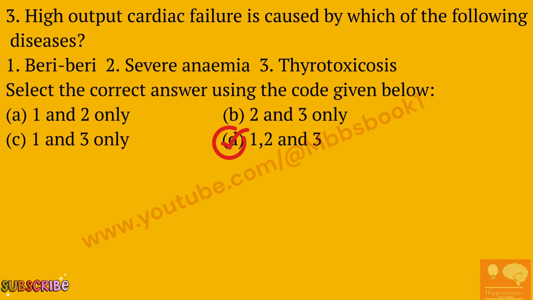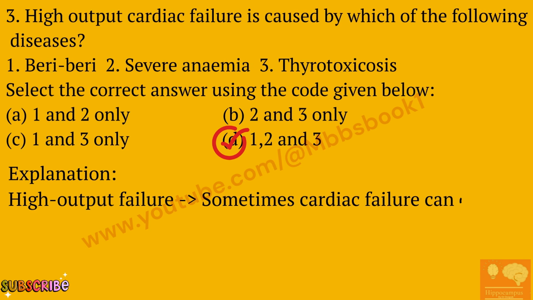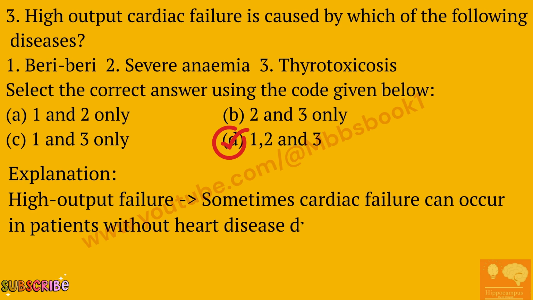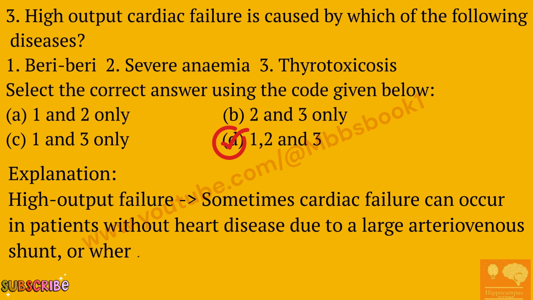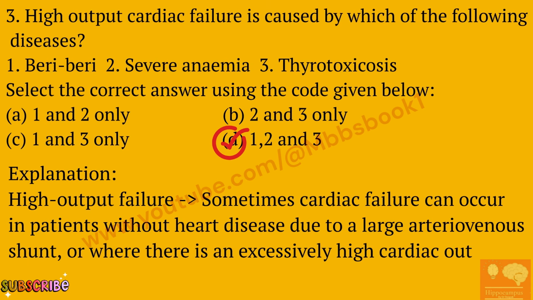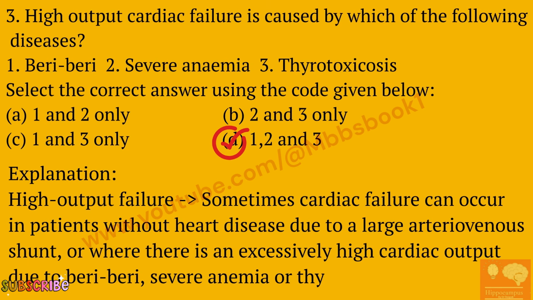Let's see the explanation. High output cardiac failure can occur in patients without heart disease due to a large arteriovenous shunt, or where there is an excessively high cardiac output due to beriberi, severe anemia, or thyrotoxicosis.